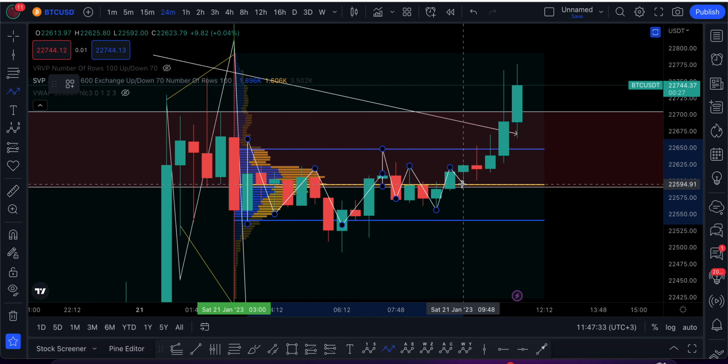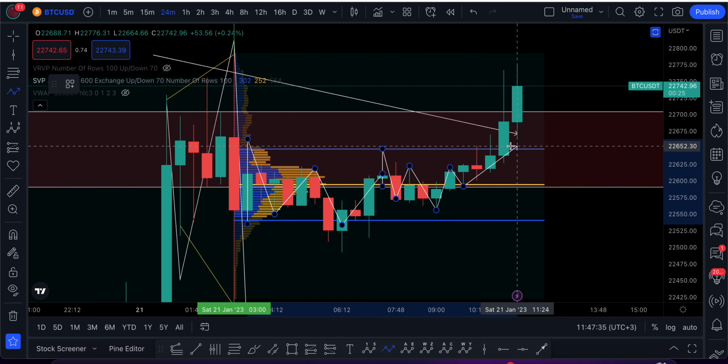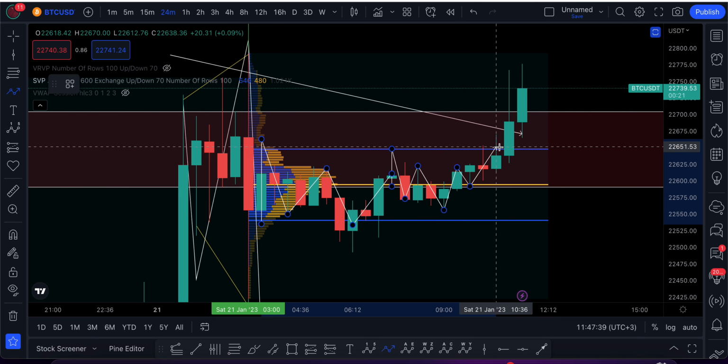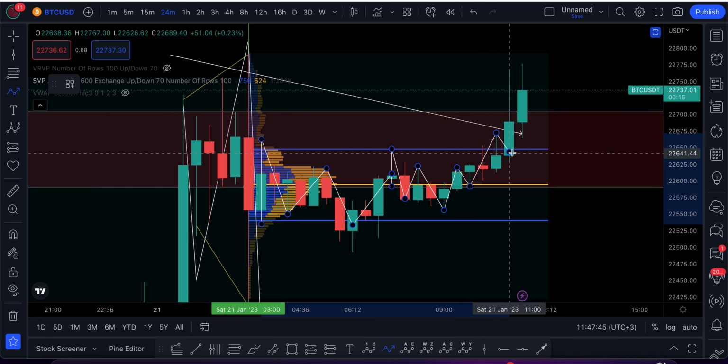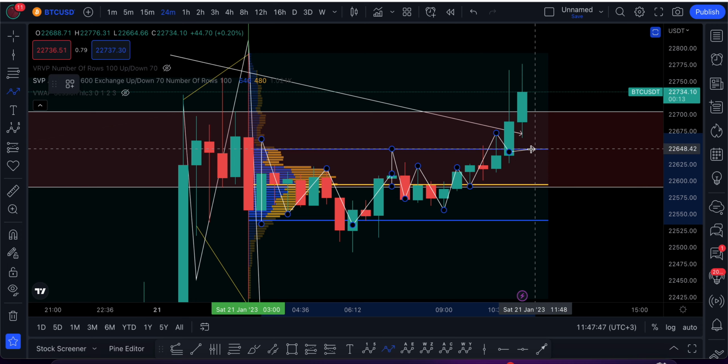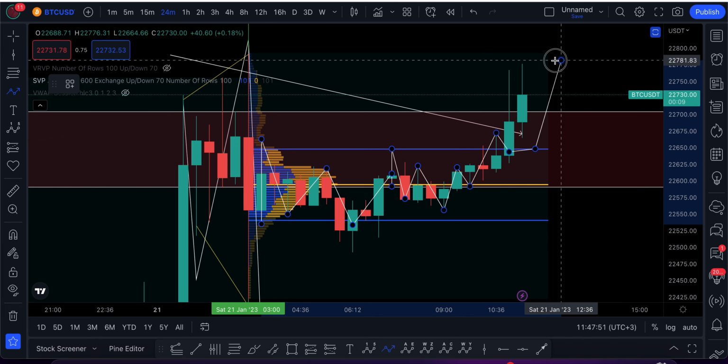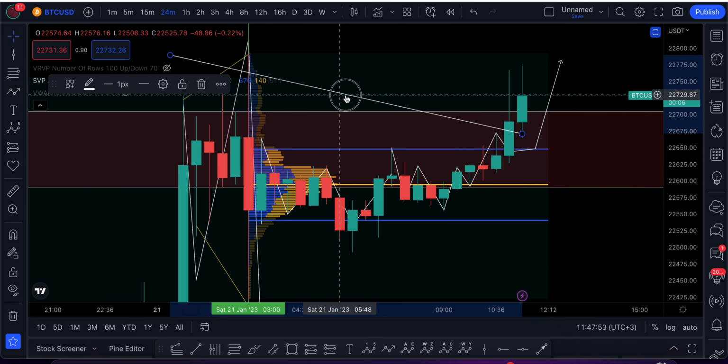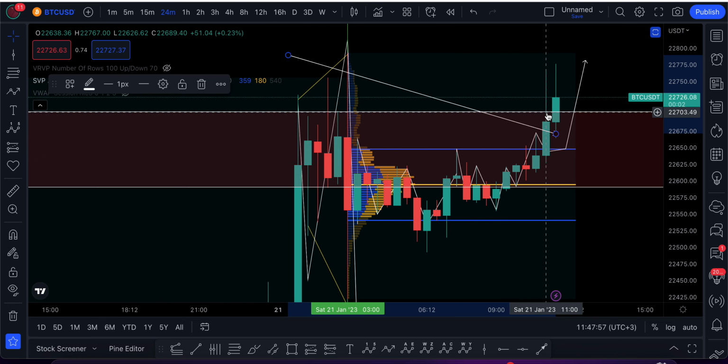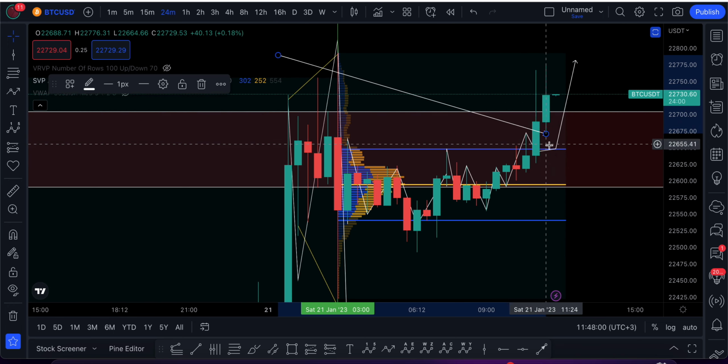Now we're finding support above the point of control, and this is what you see. Even this move is even more bullish because we are finding support above the value area high. So if we can stay above the 22,648 area, we are very bullish and we're likely to see more upside. Overall, the markets are bullish, but I would like to see price stay above this level, the value area.